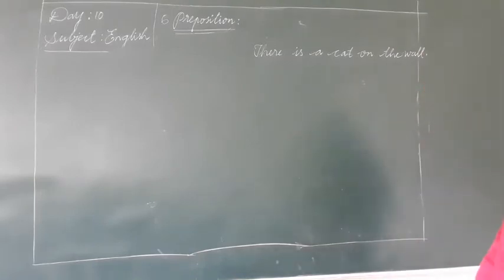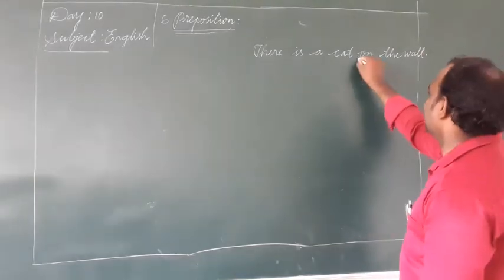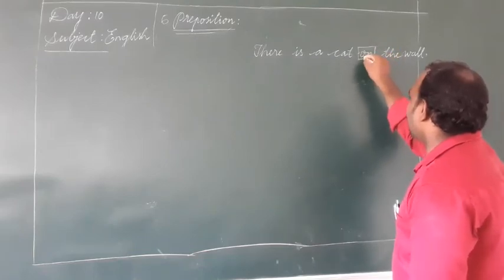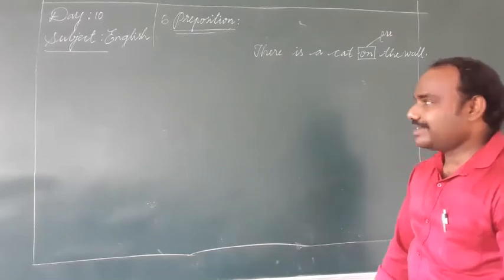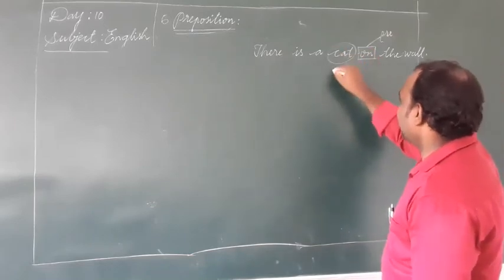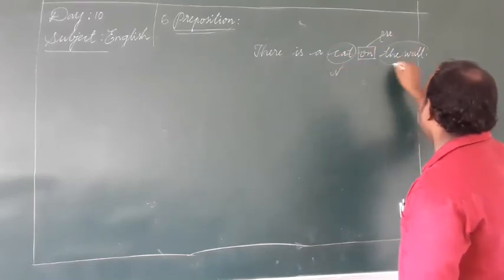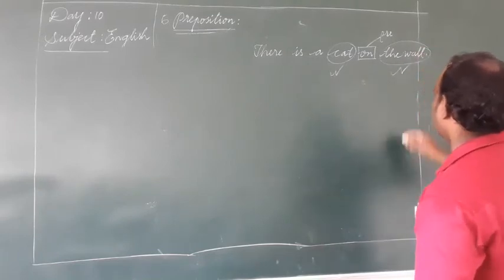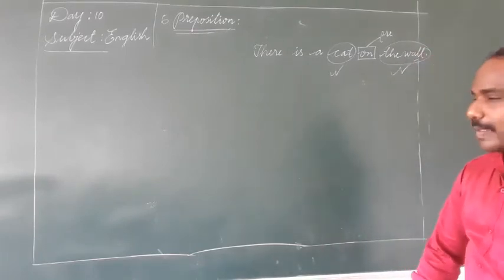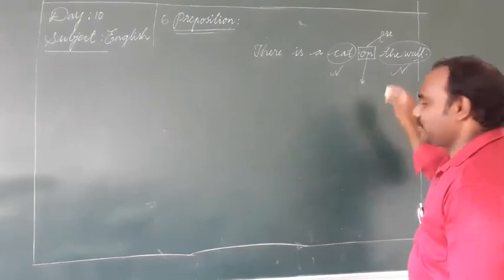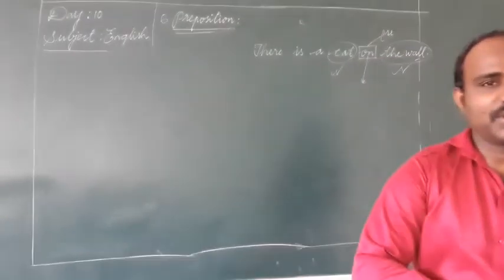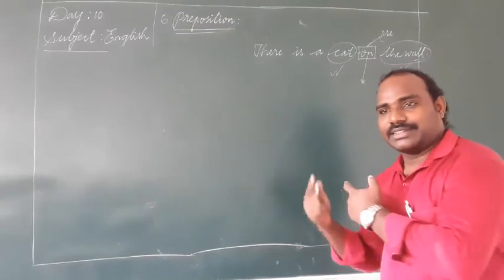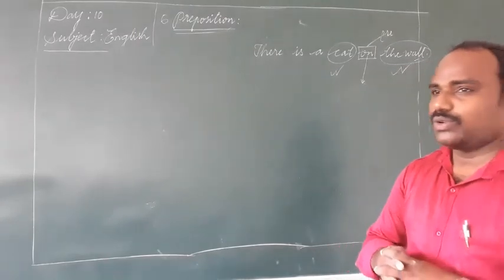Look at this sentence. There is a cat on the wall. See, the verb on, on is a preposition. It shows the relation between the noun cat and the noun wall. Without the preposition, in the absence of a preposition, the sentence can be meaningless. There is no meaning for the sentence.